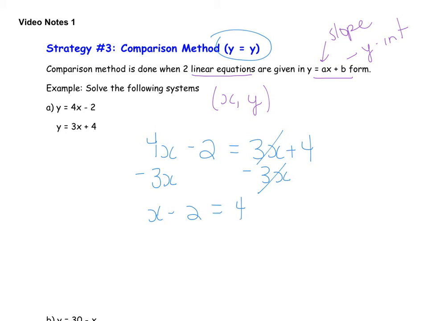Now we want the x to be all by himself. He's not. He has this negative 2 with him, so we need to move that negative 2 over to the other side of the equal sign. Negative 2 plus 2 gives me 0. Whatever I do to one side, I have to do to the other.